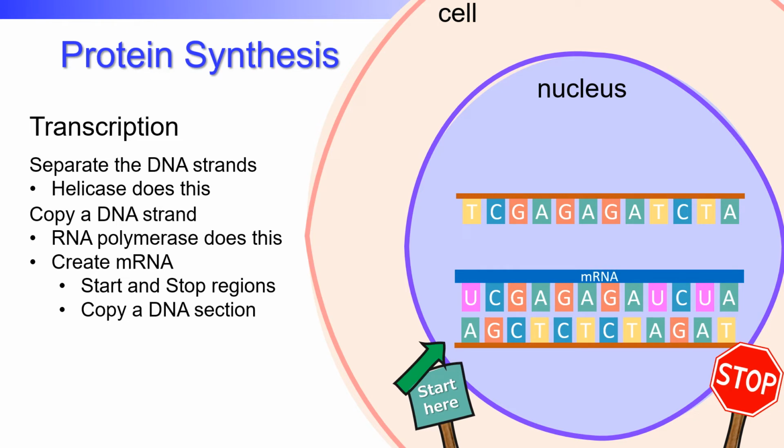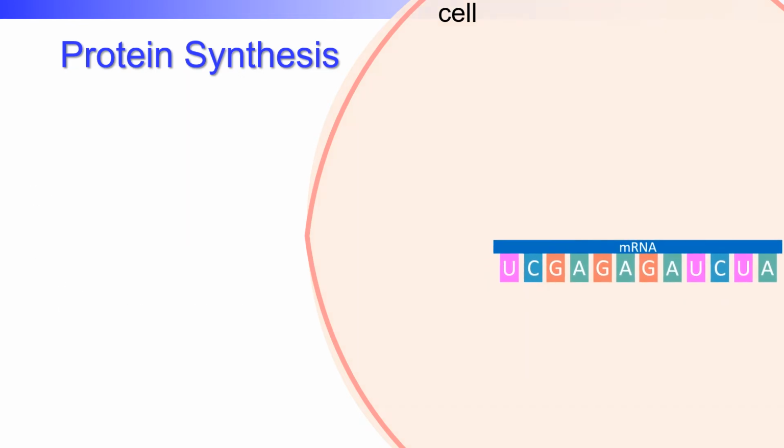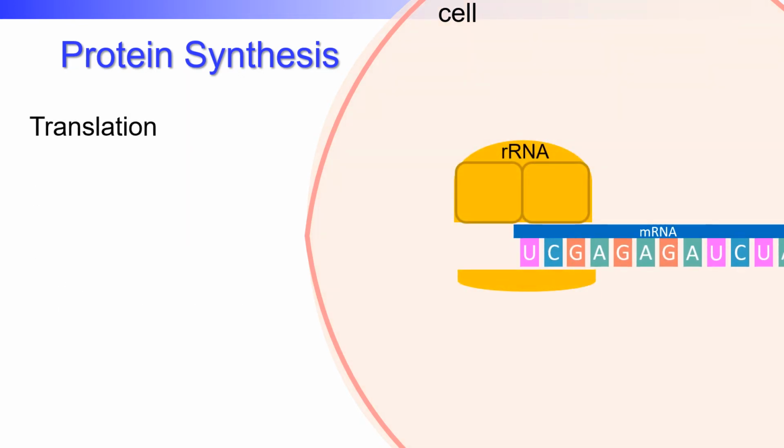Now between the start and the stop, we're going to copy this section of DNA, and we're going to create what's called the messenger RNA, or the mRNA. And messenger RNA is the recipe for making the protein that we seek. And at this point, our business in the nucleus is done. We finished the business of transcribing, and now we're on to translation, the second part of protein synthesis.